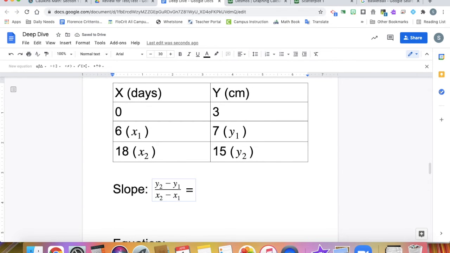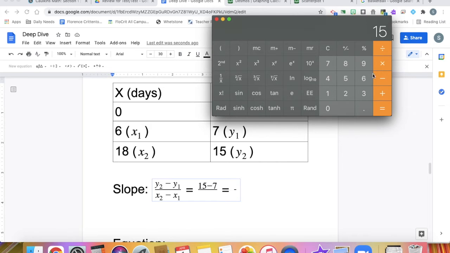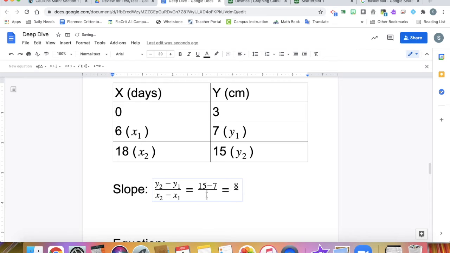So to figure out the change between 7 to 15, I'm going to take the 15 and minus the 7. So that's the whole y2 minus y1 part in the formula, is you take the second one and you minus the first one to figure out how much it's changing by. And 15 minus 7 is 8. Then, so it's going up by 8 centimeters.